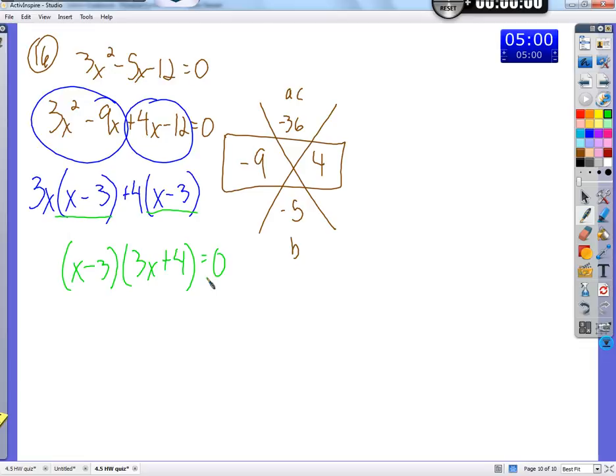Can we go over number 10? We're not quite done because it's just solve it. All we've done is factor it. But we will. Okay, what do we do next? Distribute it, we're just going to get this. Set x minus 3 equal to 0 and 3x plus 4 equal to 0.